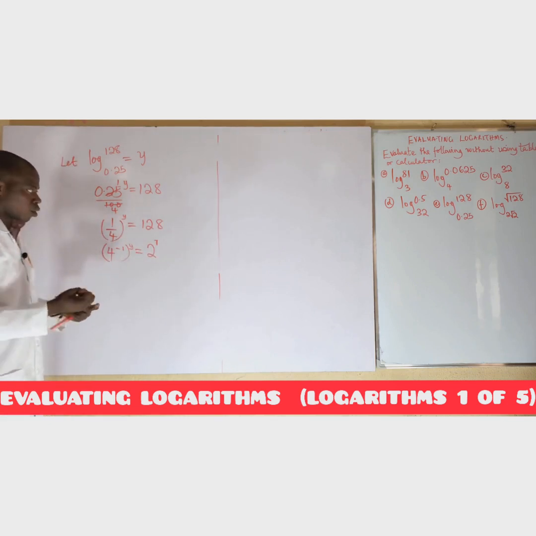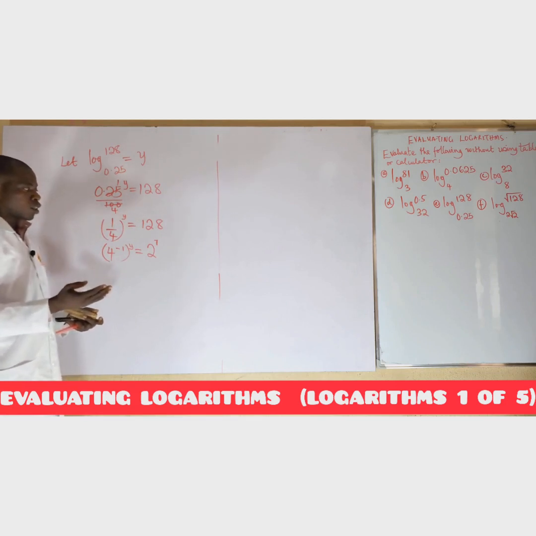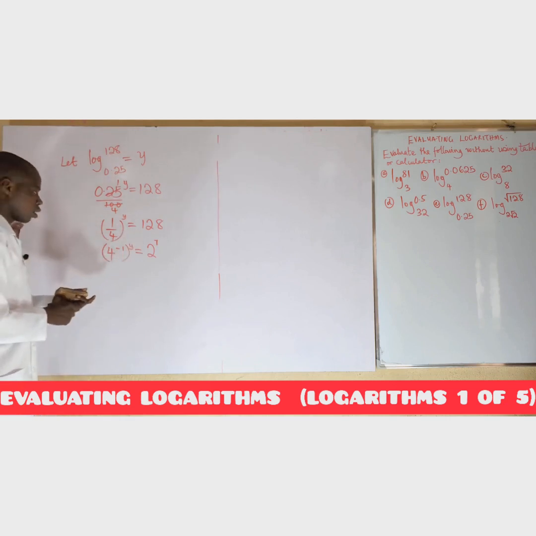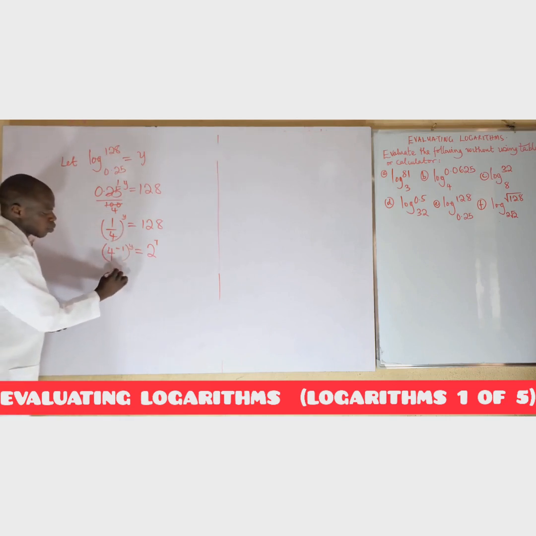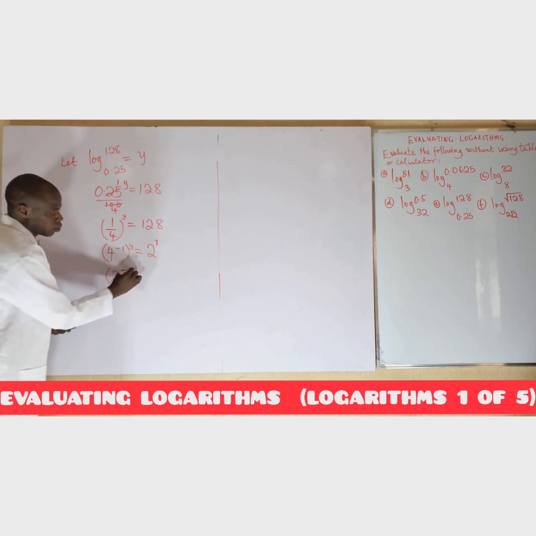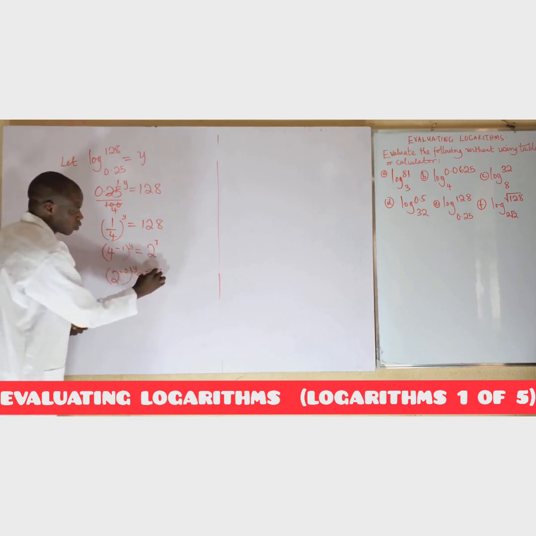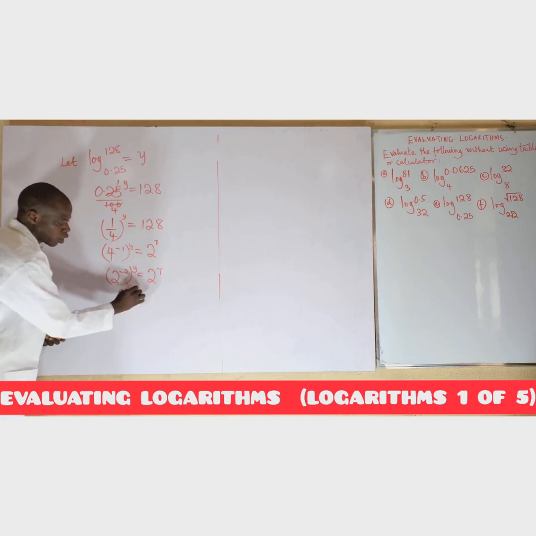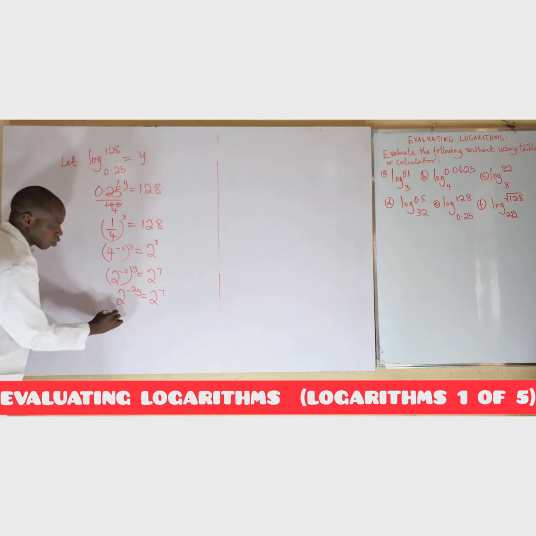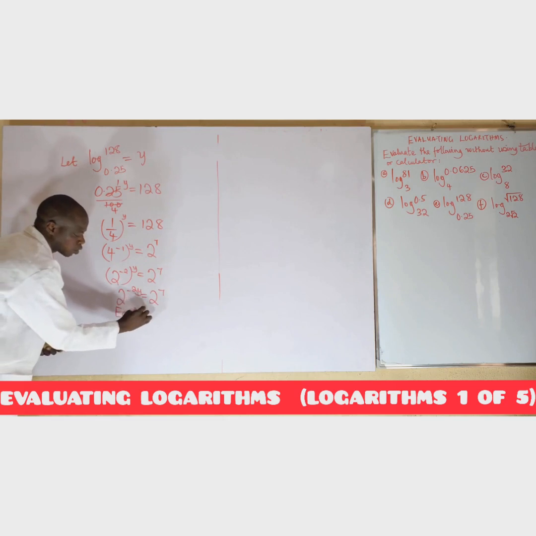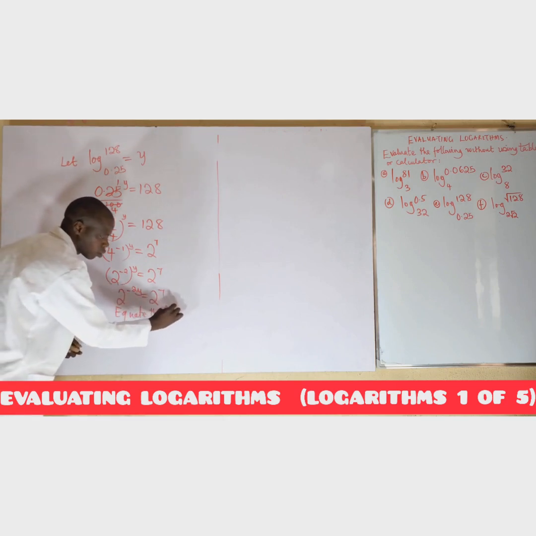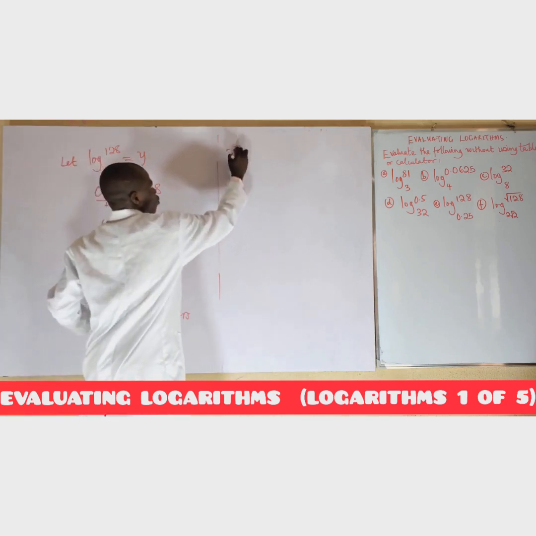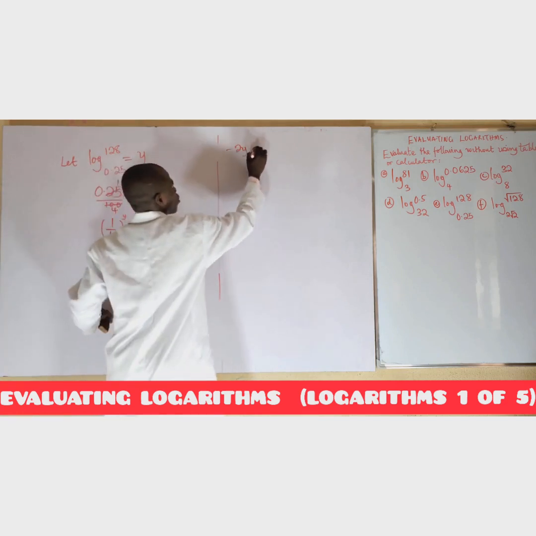2 times 2, 4 times 2, 8 times 2, 16 times 2, 32 times 2, 64 times 2, that's 128. Then I can rewrite this as 2 raised to power minus 2y equals 2 raised to power 7. Now, when you say 2 multiplied by minus 2 times y, that's 2 raised to power minus 2y equals 2 raised to power 7. From here, you are going to equate the powers. And when you equate the powers, then what are we going to have? You're having minus 2y equals 7.